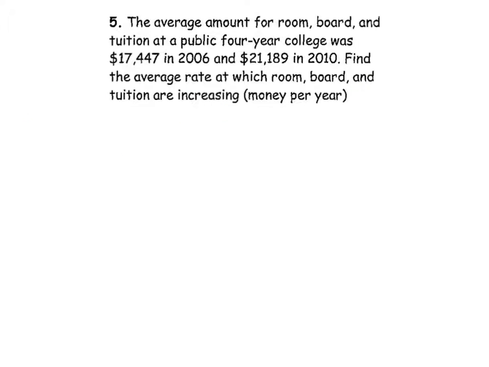All right, go to 5, please. The average amount for room, board, and tuition at a public four-year college was $17,447.06 in 2006 and $21,189 in 2010. Find the average rate of change. What's the best way for me to organize this information? Subtract both of the prices? I need to organize the information first before I do any math. A chart.